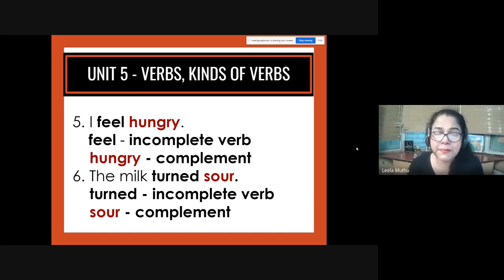Hungry is the complement. The milk turned sour. The milk turned. Turned where? Really? The milk turned what? Sour. You have to add sour for the sentence to make complete sense. The milk turned is incomplete without the complement sour. Turned is an incomplete verb. Sour is the complement. You got it? I know you got it.